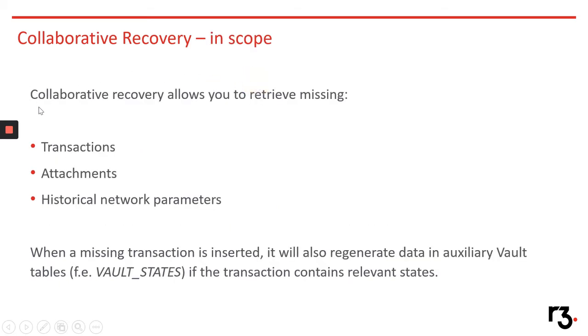So what can be recovered via this technique? This allows you to recover missing transactions, missing attachments, and missing historical network parameters. So these are the contents of the critical ledger tables that are held in a node's database. It's also worth noting that when a missing transaction is inserted, this will also regenerate any data in auxiliary vault tables that are keeping track of data that's part of, let's say, a transaction. For example, the vault states table. So what does collaborative recovery not allow you to recover?